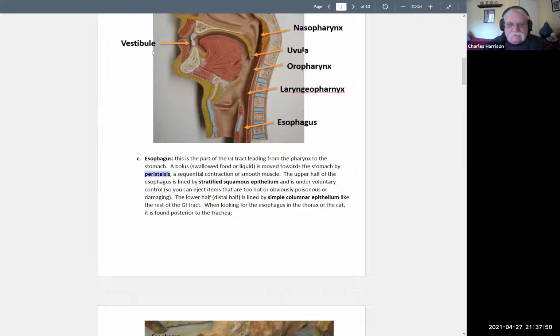And then the distal half, which is the lower half of the esophagus, is lined by simple columnar epithelium. The entire rest of the GI tract is lined by simple columnar epithelium. If you're printing these pages out for yourself sometime, that's a statement that you really should underline. The colon, the small intestine, the stomach, okay, they're all lined by simple columnar epithelium.